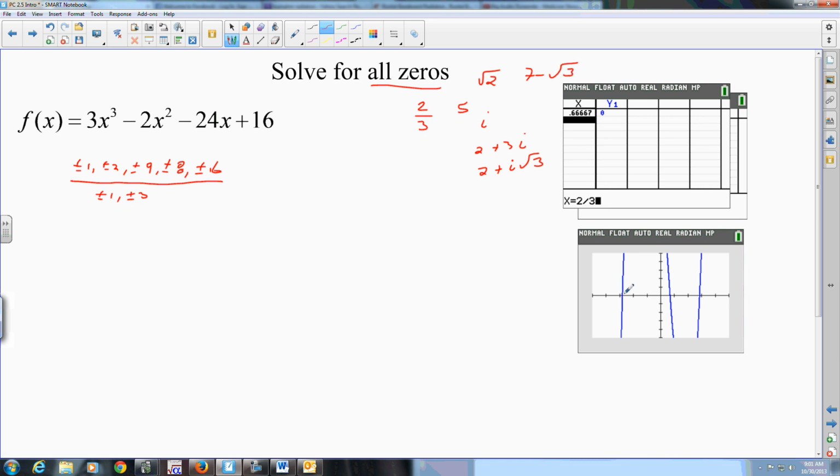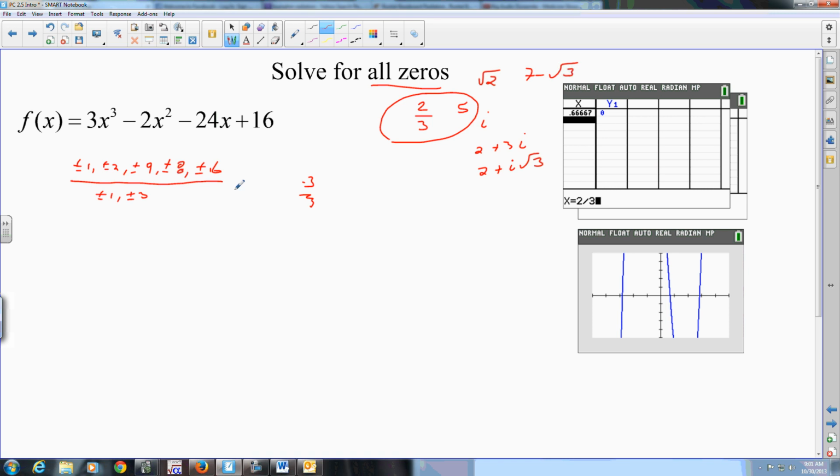Well, I need something near -3. And looking through here, there's no way I'm going to get a -3. It's not possible. This is the list of rational zeros, so zeros that can be written like this. It's not going to find irrationals or imaginaries.